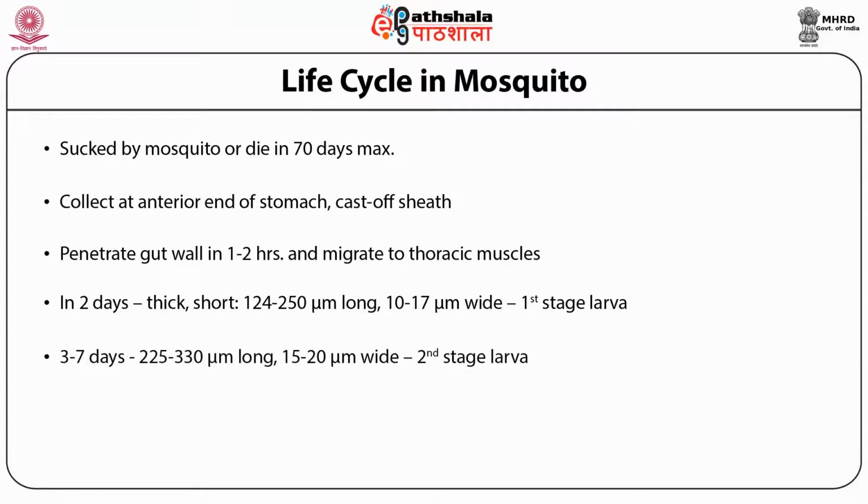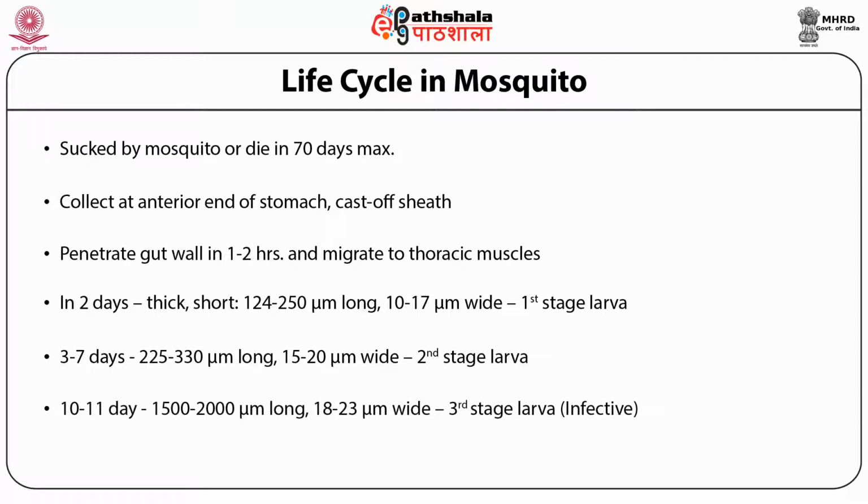Within the next 3 to 7 days, the first stage larva sheds its cuticle. It becomes thick, enlarges, and metamorphoses into second stage larva. Now it measures approximately 225 to 330 micrometers in length and 15 to 30 micrometers in breadth. The second stage larva enters into third stage on the 10th to 11th day of development.